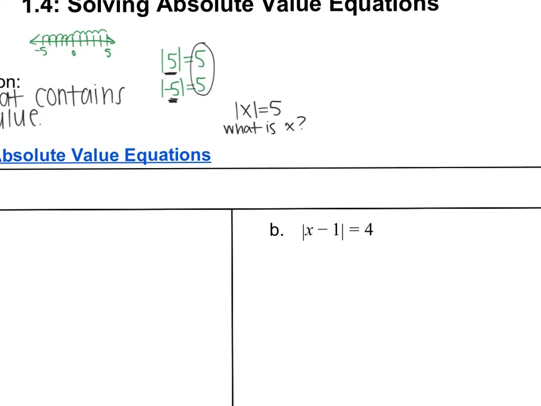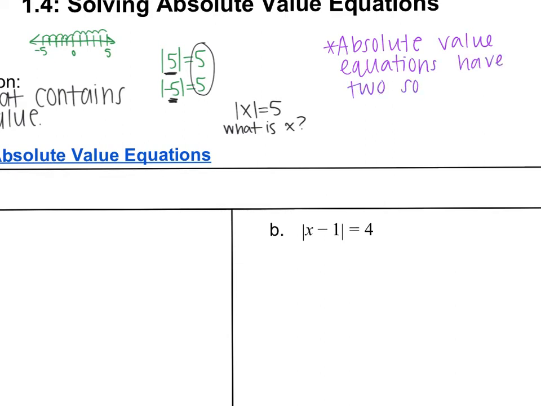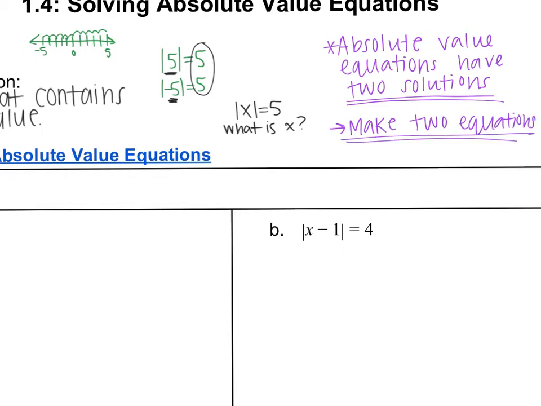This is going to be a key part of absolute value equations. Absolute value equations typically have two solutions. We'll talk about a few cases where it might not have two solutions, but typically an absolute value equation is going to have two solutions. In order to get two solutions, we're going to break this up and make two equations.